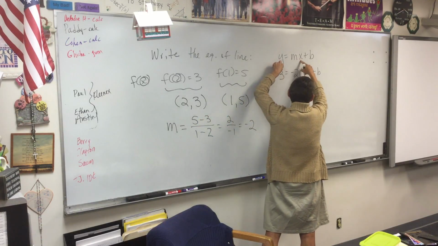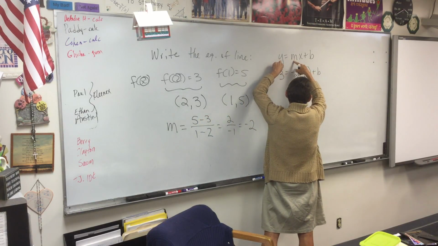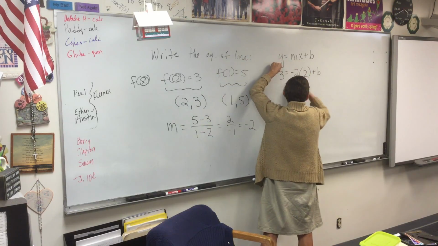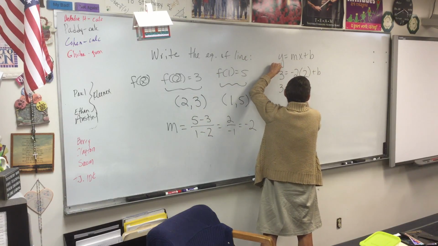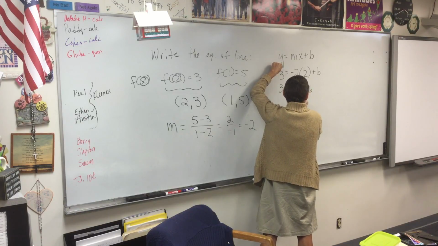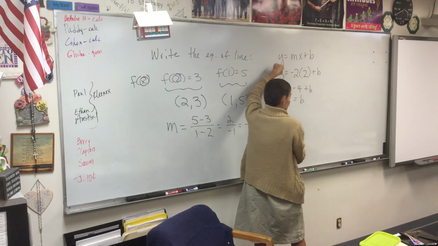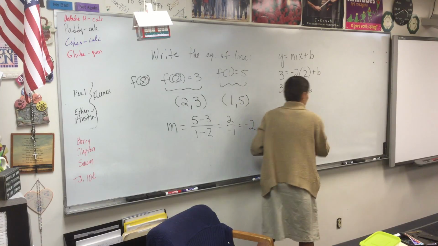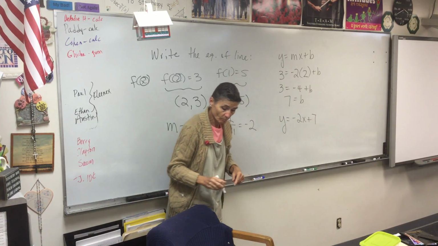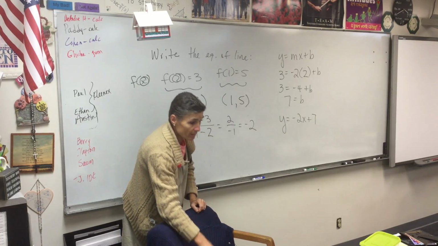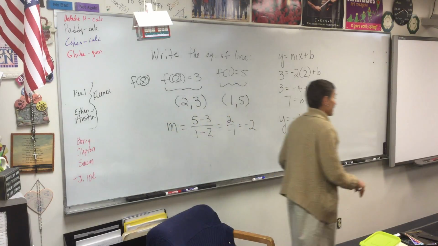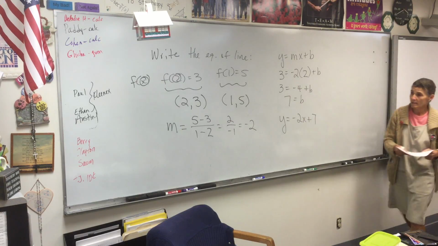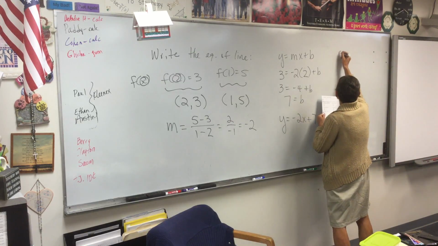y equals mx plus b. You know these 3 things. You have your slope because you found it. Now we're plugging in x and y. So 3 equals -4 plus b, and b equals 7. So your answer, y equals -2x plus 7. Now you have done that before lots of times. The only new part is the way the problem is written.